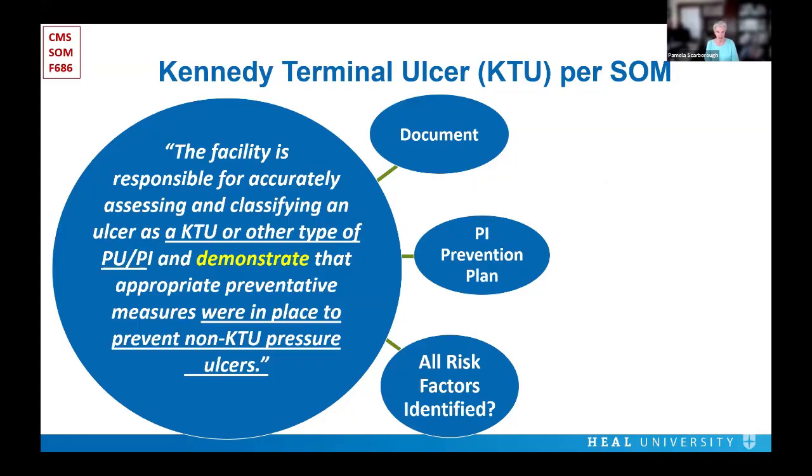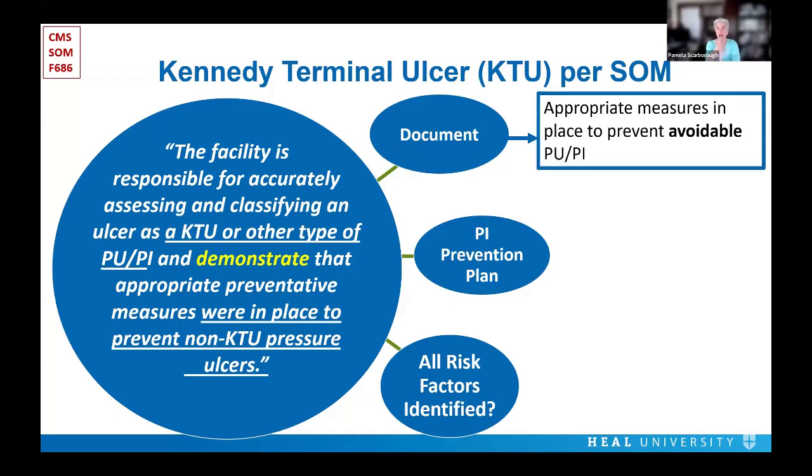One of the things it says in F686 is that the facility is responsible for accurately assessing and classifying an ulcer as a Kennedy terminal ulcer or other type of pressure ulcer injury, and demonstrating the appropriate preventive measures were in place to prevent the non-Kennedy pressure ulcer. So what this is telling us, what I mentioned to you earlier, is you have to have all your ducks in a row if you're a long-term care facility and show that everything was care planned to prevent that pressure injury. Everything was monitored and documented throughout the course of this person's stay until they had this open wound. So you have to document the appropriate measures were in place to prevent an avoidable pressure ulcer injury.